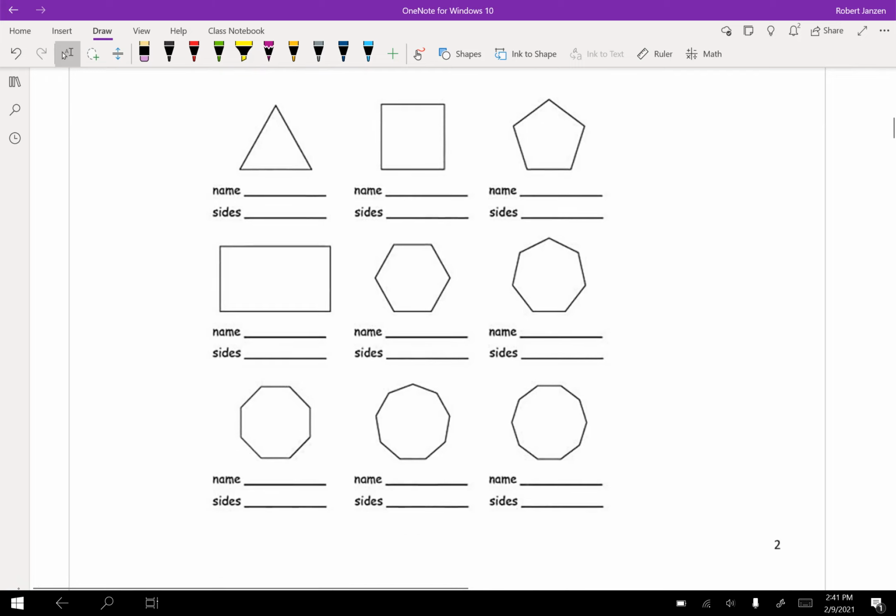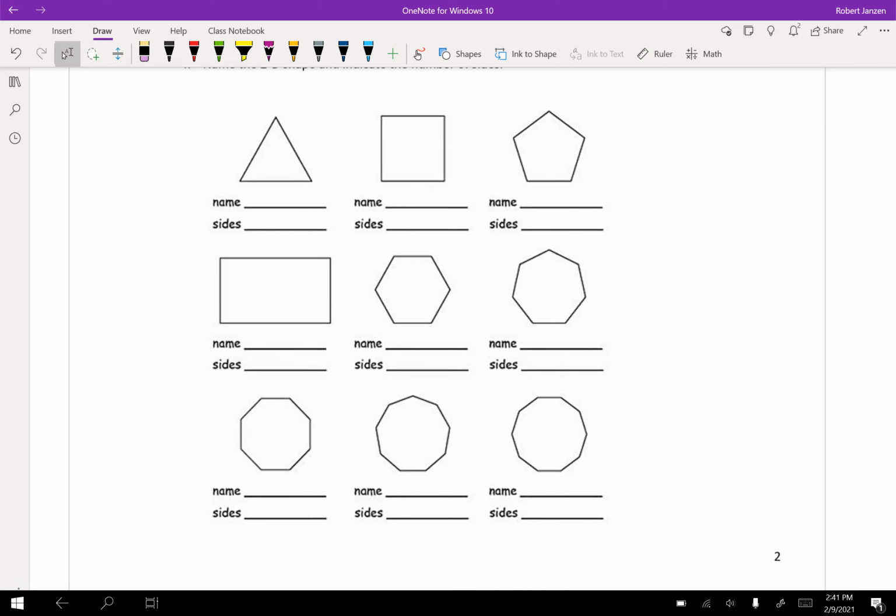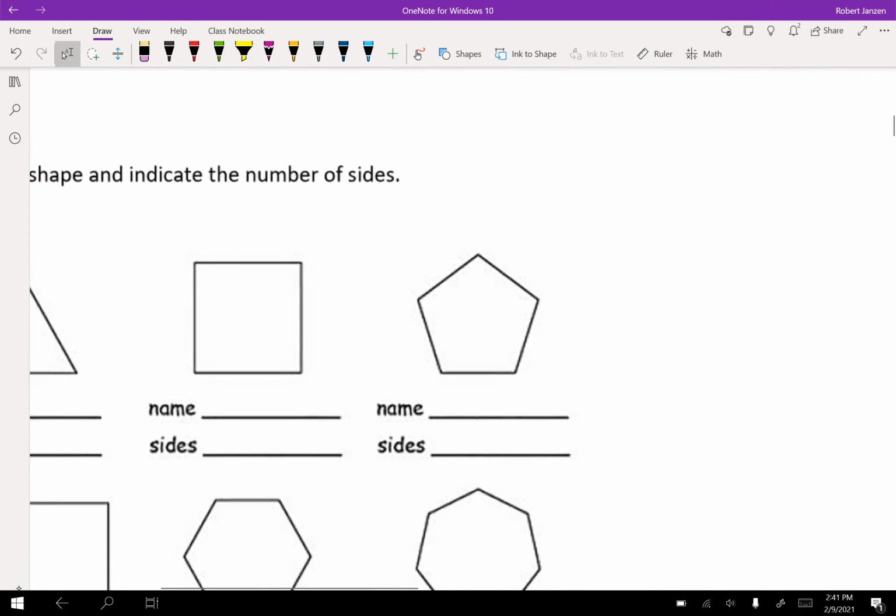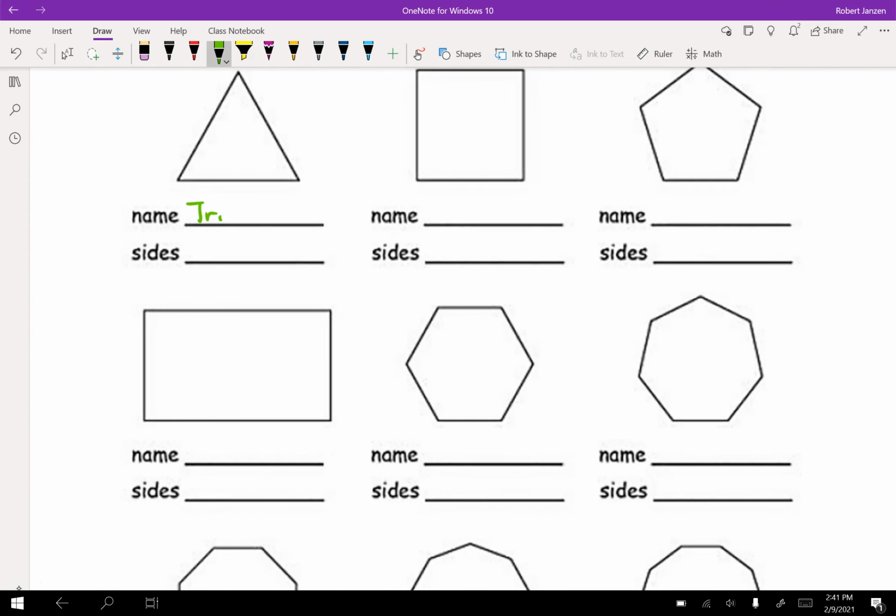Okay, so after naming some angles, let's name some shapes based on the number of sides. Okay, some of these will be pretty easy for you. I think you can all see this as a triangle. That's not a hard one. There's 3 sides. You know that. I think you can all see this one as a square. There are 4 sides. Do you know what a 5-sided figure is? Call this a pentagon. Okay. Next one, this one's called a rectangle.